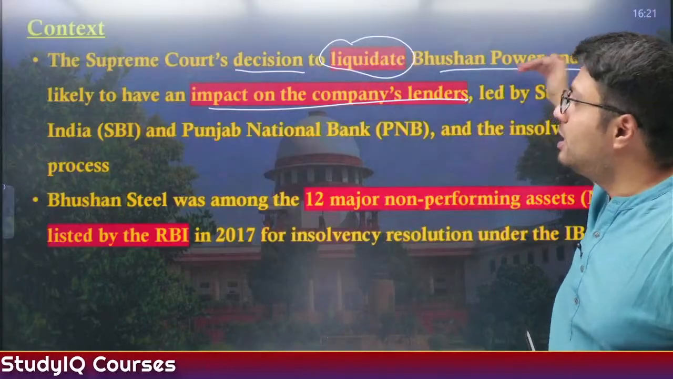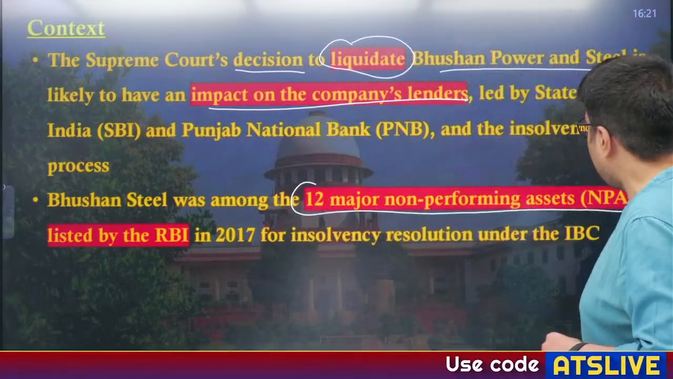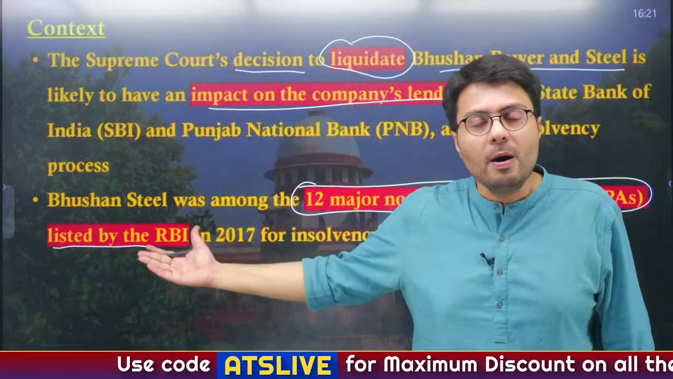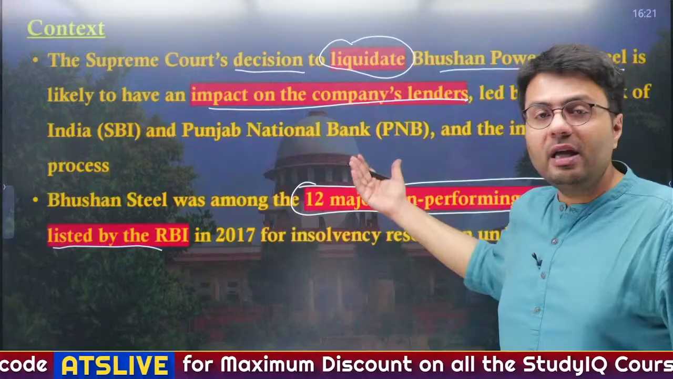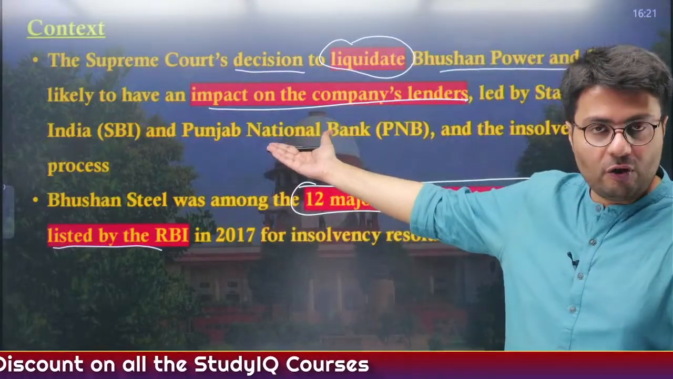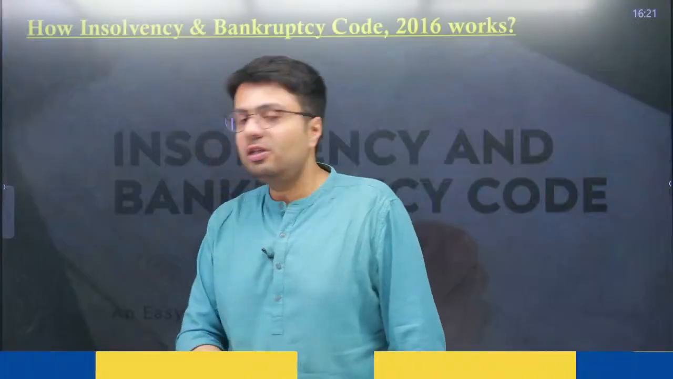Especially with the Bhushan Steel and Power. Now, Bhushan Steel and Power were originally one of the major non-performing assets in a list posted by RBI. So liquidating and ensuring that this company works again is in the best interest of the financer of the company and also of the employees of this company, right? Now this decision has been stopped.